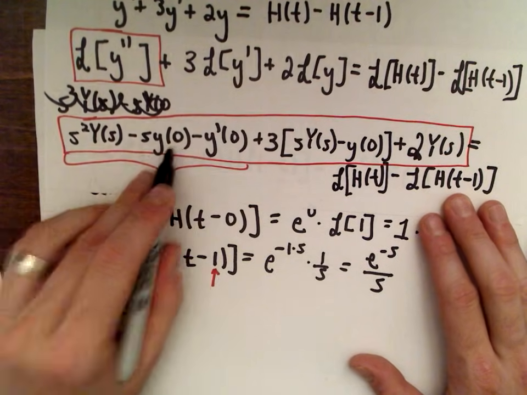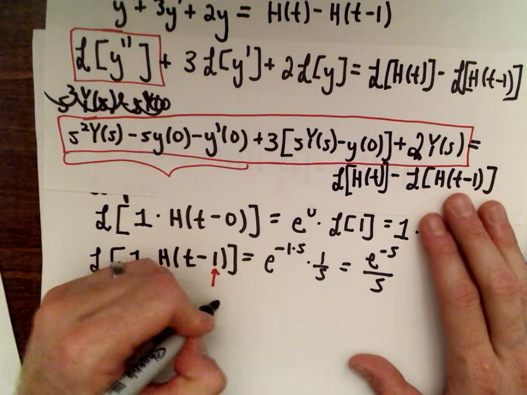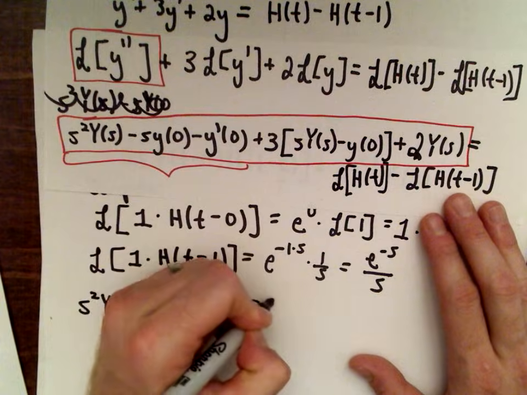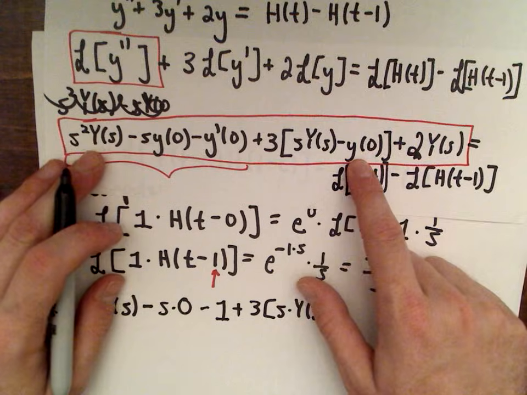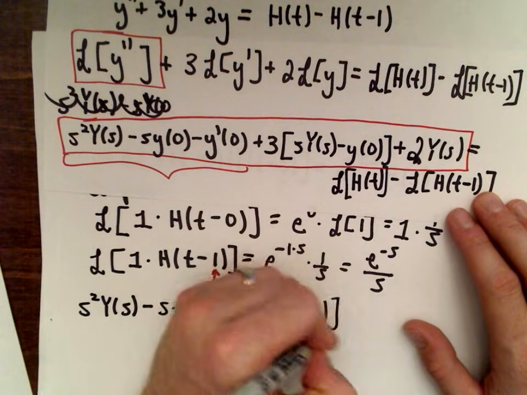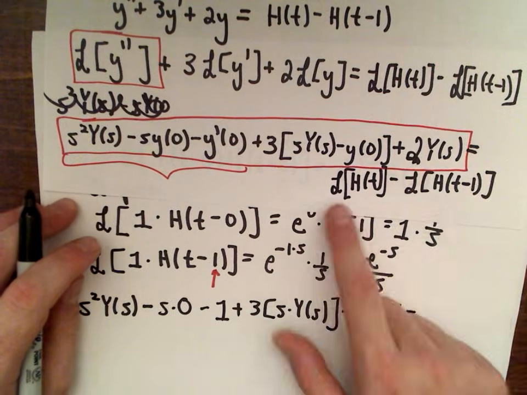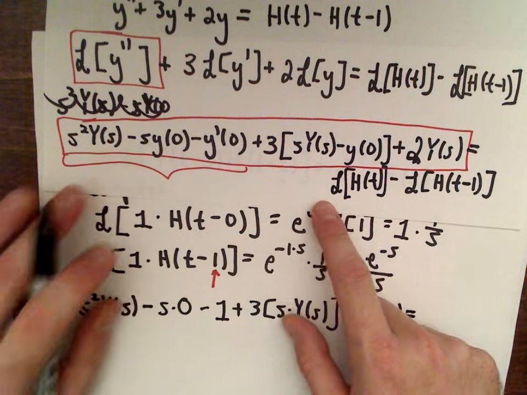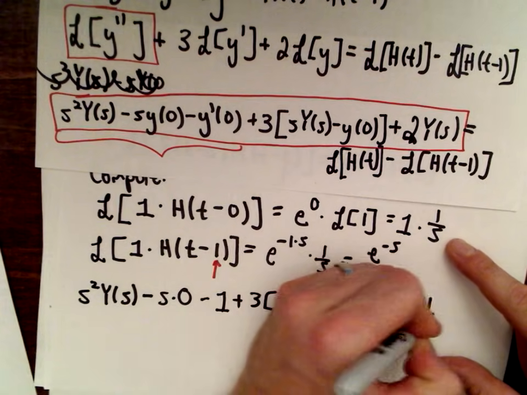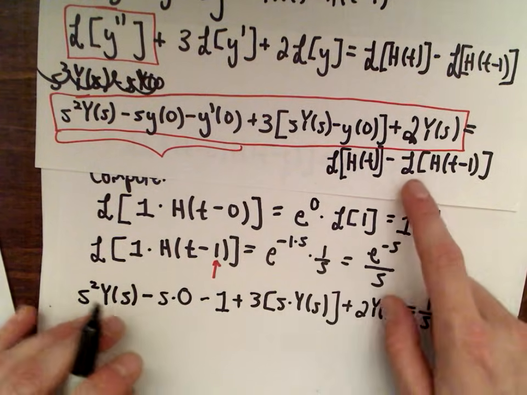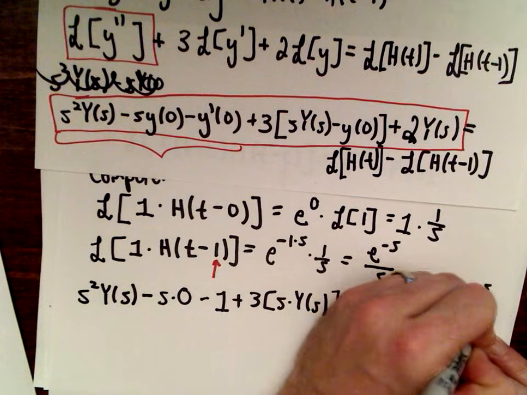So we would have minus s times y of 0, which we said is 0, minus y prime of 0, which is 1, plus 3 multiplied by s multiplied by capital Y of s. Again, we said y of 0 was just equal to 0, so I'm not going to write that down. Plus 2 times capital Y of s. And then on the right side, after taking those Laplace transforms, we said that the Laplace transform of h of t is equal to 1 over s, and the Laplace transform of h of t minus 1 is e to the negative s divided by s.